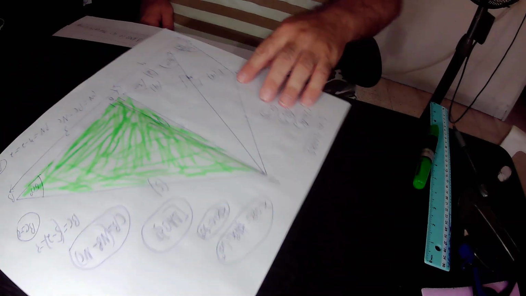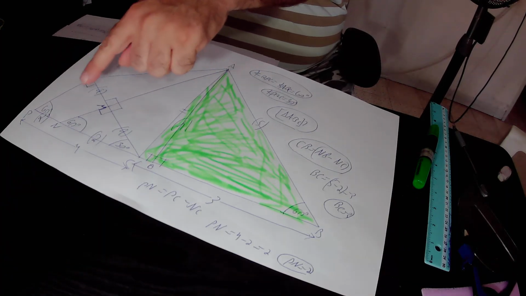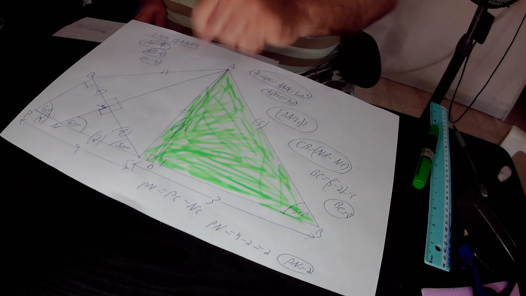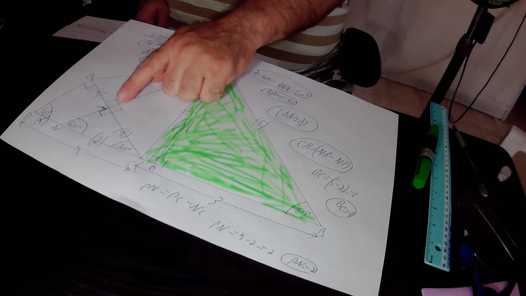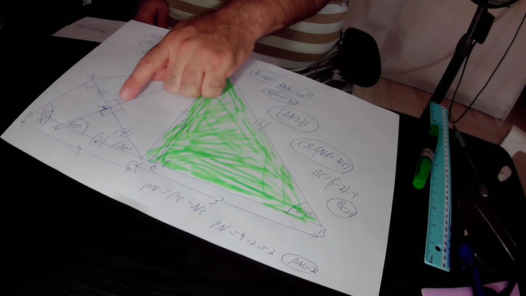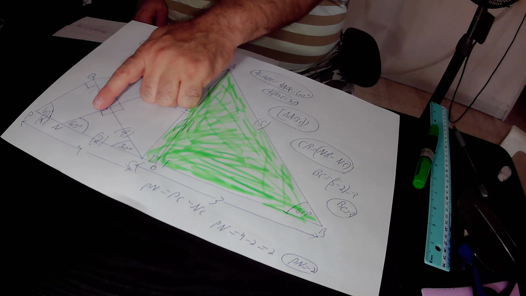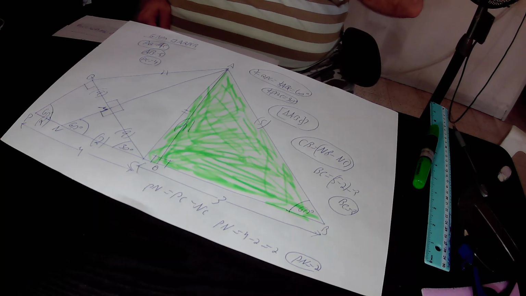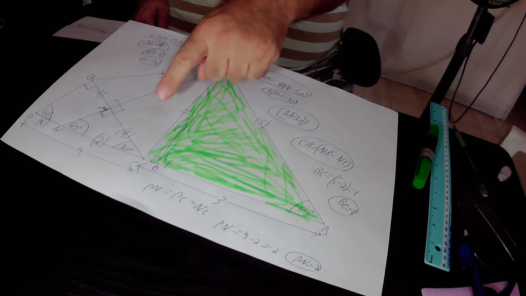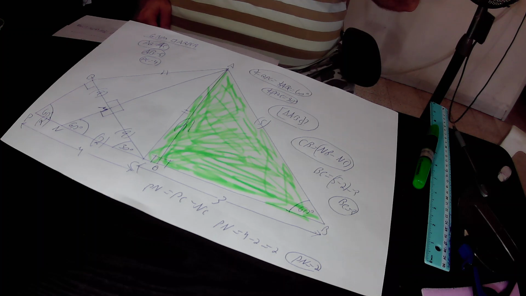So in the right small triangle NMC, 30 degrees plus 90 degrees is 120 degrees. Therefore, this third missing angle must be equal to 60 degrees in its size according to the rule that states that the sum of the angles in any triangle is equal to 180 degrees. 120 degrees plus 60 degrees is 180 degrees. That is the sum of the angles in any triangle.